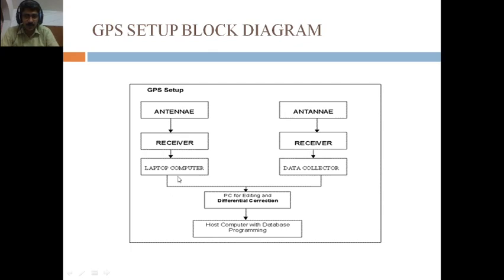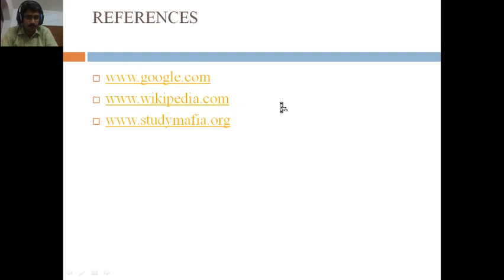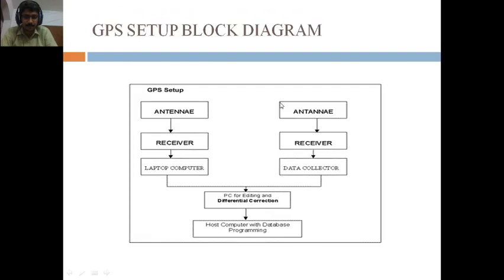Antenna, receiver, laptop computer, antenna, receiver, data collector. The flow is the same, and they are combined in the personal computer for editing and differential correction. After the correction, the host computer with a database program can host it or give it back to the client or the data-required persons. Like this is the general block diagram for the GPS setup.